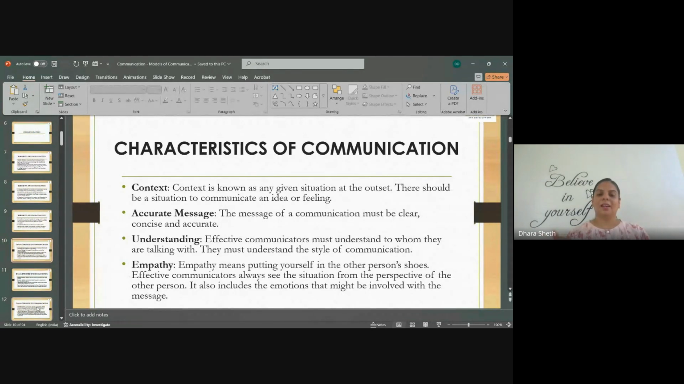Understanding. When I talk to you, I should be talking to you in a way that you are able to understand what I am saying. Okay? If I start talking in Gujarati, which is my mother tongue, a lot of people here won't be able to connect with what I'm saying. So then there would be a problem because you are not able to understand what I'm saying.